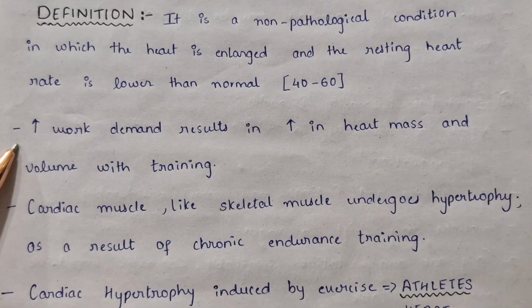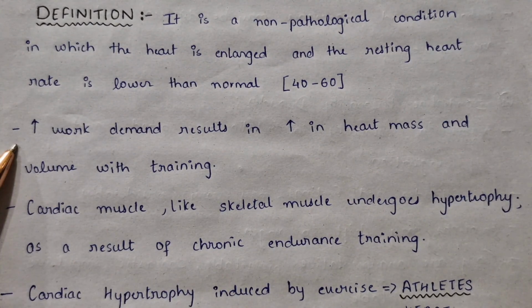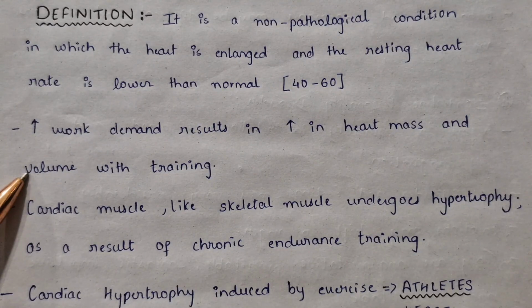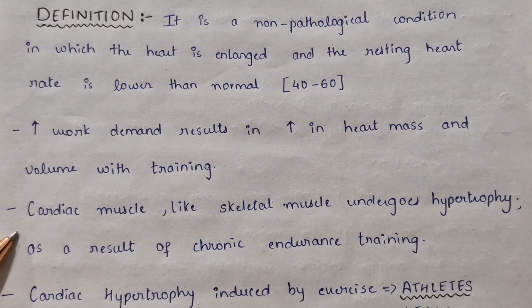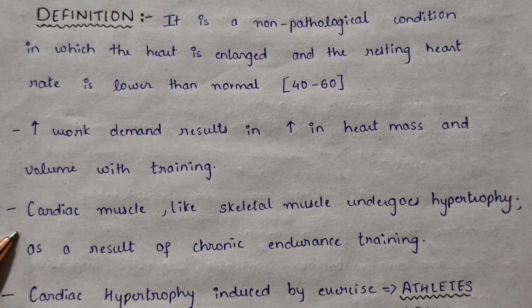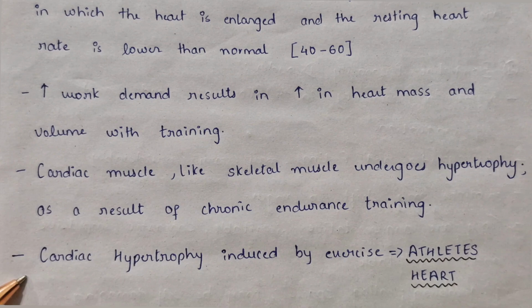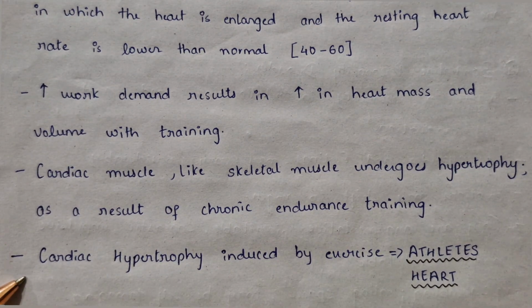In athlete's heart, there is increased work demand, which results in increasing the heart mass and volume with training. The cardiac muscle, just like the skeletal muscle, undergoes hypertrophy as a result of chronic endurance training. Hypertrophy means increase in the size of the organ. Cardiac hypertrophy which is induced by exercise, that is, increase in the size of the heart caused because of exercise, is called athlete's heart.